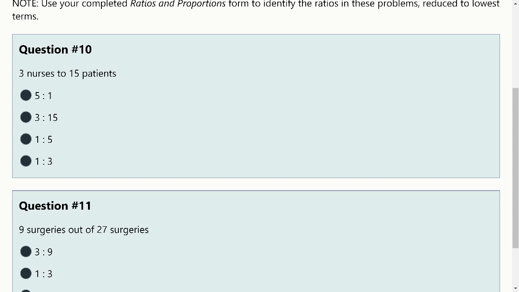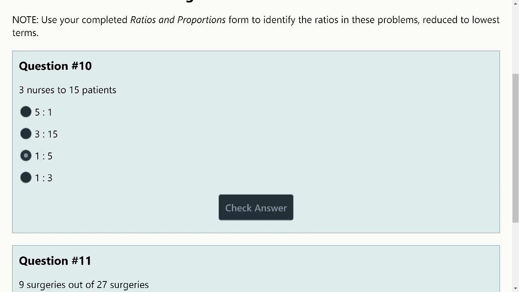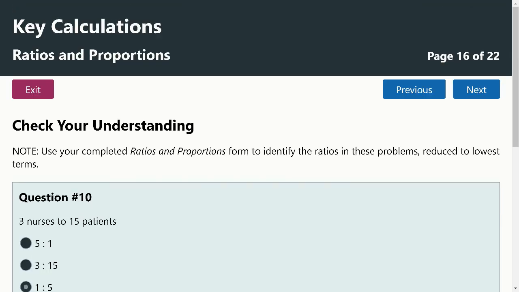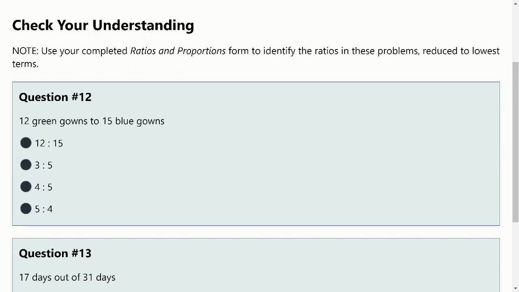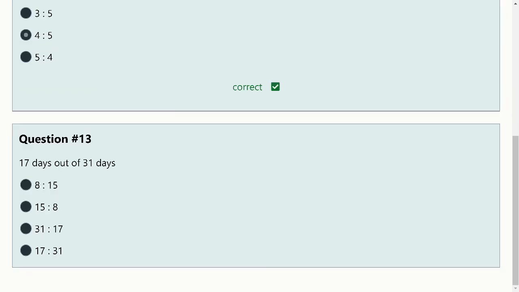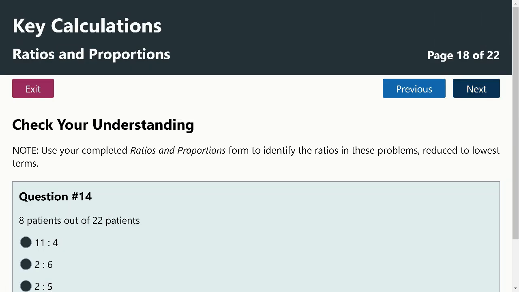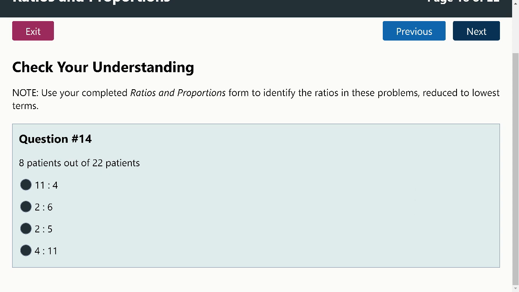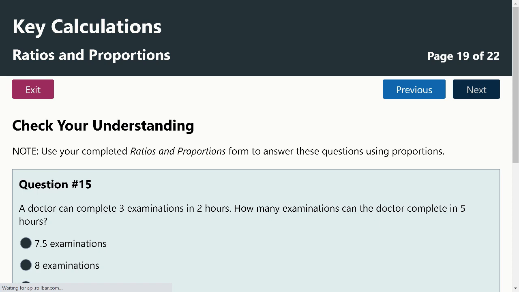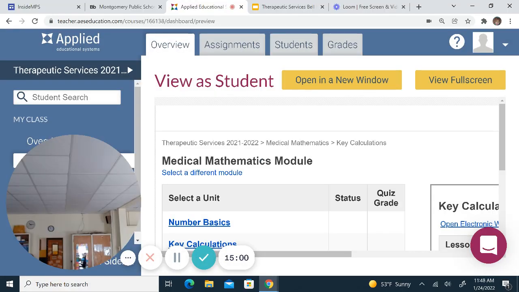All right, 3 nurses to 15 patients: 1 to 5. 9 surgeries out of 27 surgeries: 1 to 3. 12 green gowns to 15 blue gowns: 4 to 5. 17 days out of 31 days. 8 patients out of 22 patients: that's right, 4 to 11. Don't be scared.